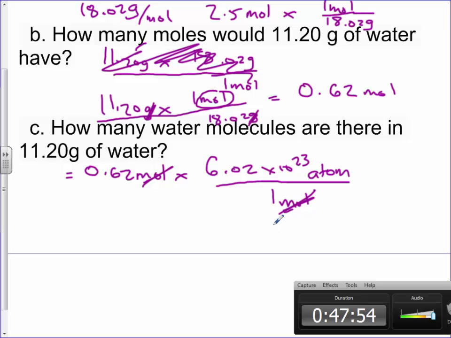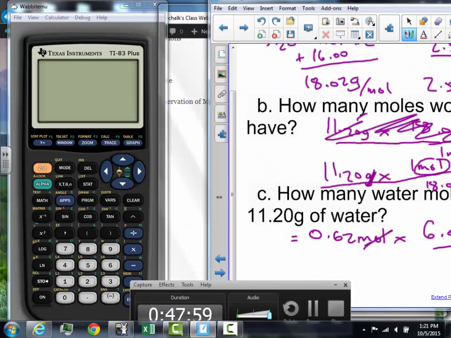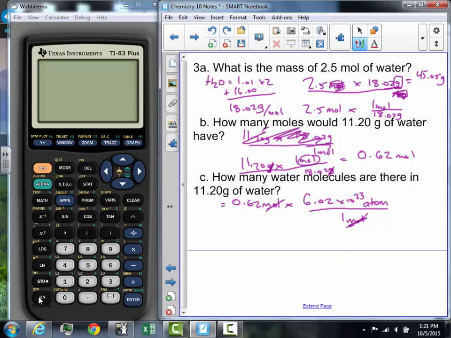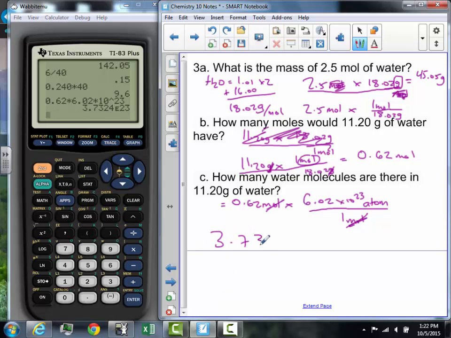So one last challenge for you. Grab your calculators. Let's try timesing those numbers together. I'll even do it over here. 0.62, then times by 6.02, then also times by 10, and then make sure you use the right button here. Use the little up arrow for 23. That's what I got. What does this mean? Well, it means 3.7324 times 10 to the 23 atoms.